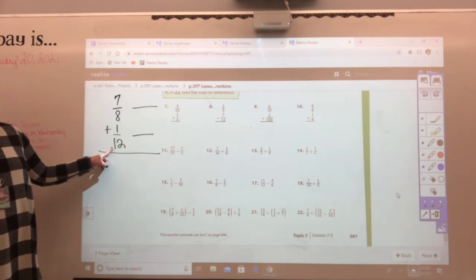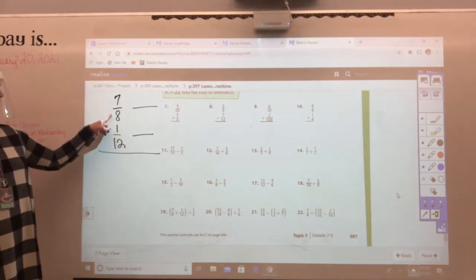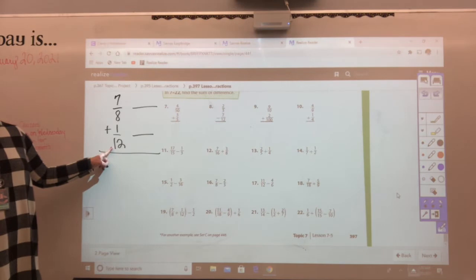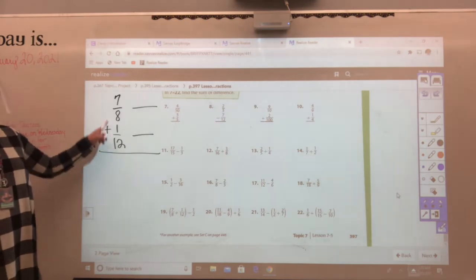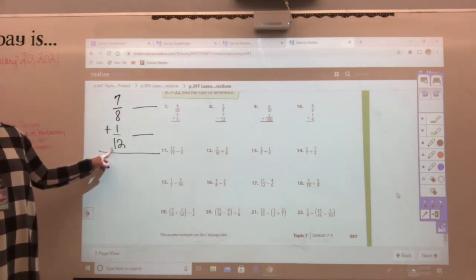Get your pencil on 12 because that's the biggest denominator. Caden, is 8 times anything going to get you 12? No. So go to the next 12. What would it be? 24. Is 8 times anything going to get you 24? Yes.